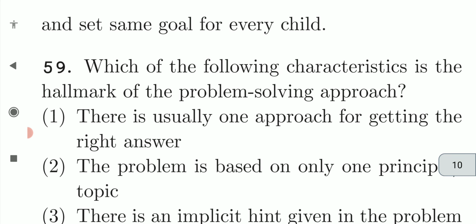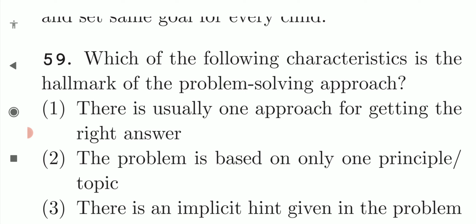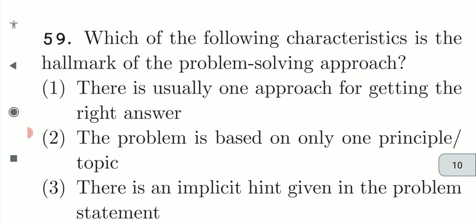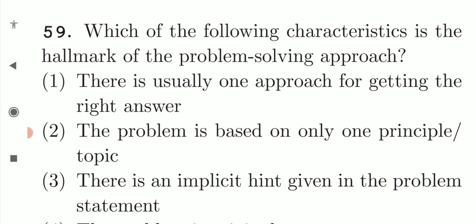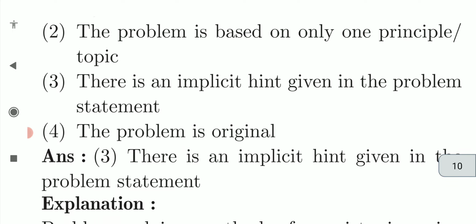Okay? Which of the following characteristics is a hallmark of the problem solving approach? First one, there is usually one approach for getting the right answer, never. The problem is based on only one principle or topic, never. There is an implicit hint given in the problem statement. Yes, right. In a problem solving itself, there will be some hint. According to that hint, only we have to solve. Okay, then the problem is original, that is not right.